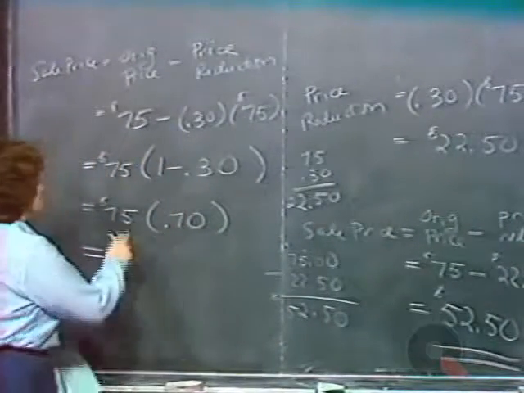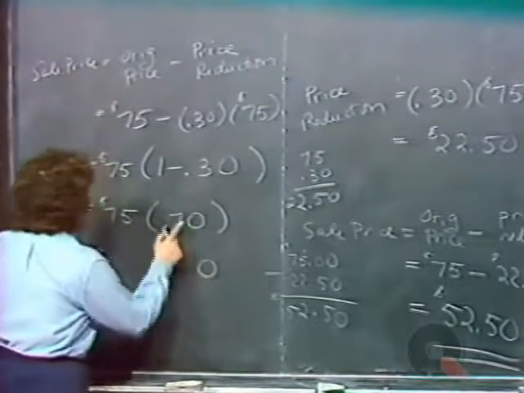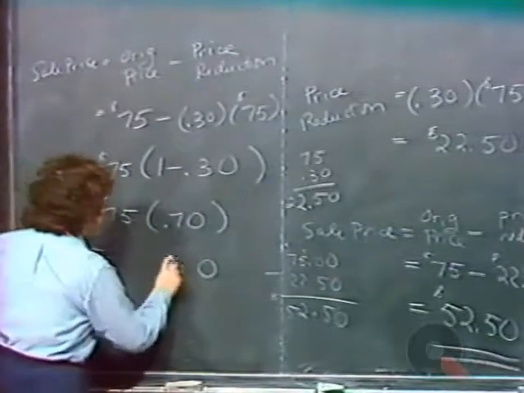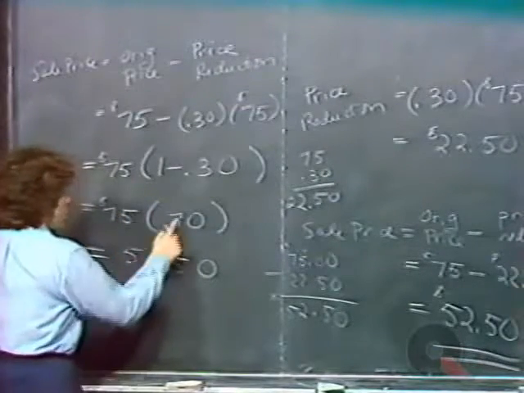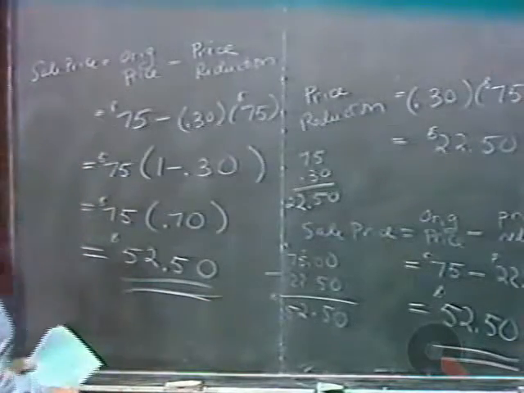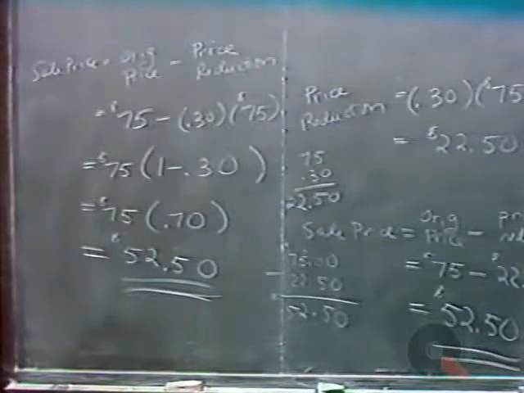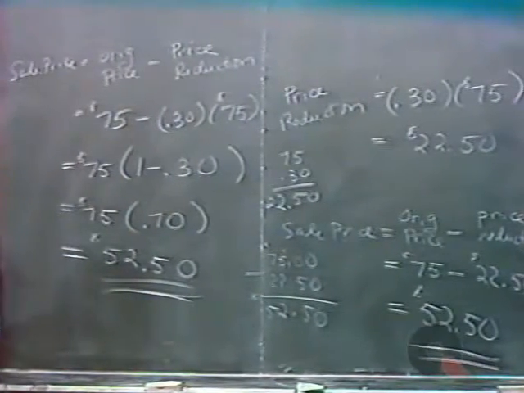Whereas here all we have to do is multiply 75 times the 0.70. 5 times 7 is 35, carry the 3, 7 times 7, 49, and 3, 52. 2 decimal digits in the answer, and we automatically get out that the sale price is $52.50. The subtraction is automatically done for you. We have done it in one step here.